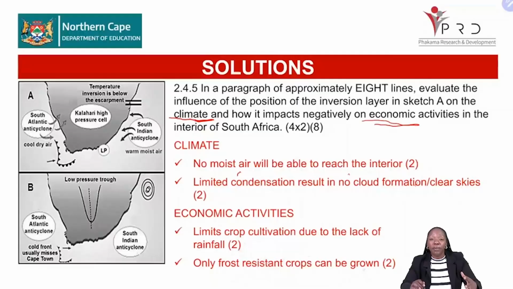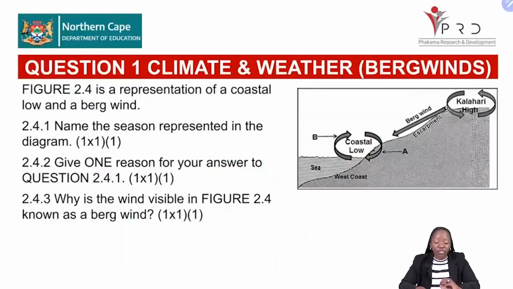Again, this farmer as well as the country's economy is now being restricted because they cannot plant as much as they can, because they need to adapt to the conditions of winter before they start with their plants. Then we are still on the climate and weather. The questions are based on berg winds.